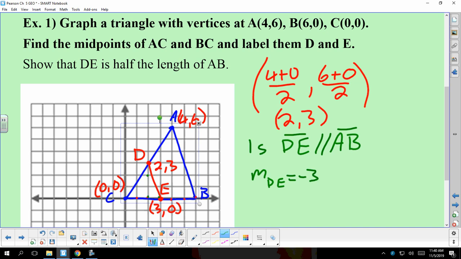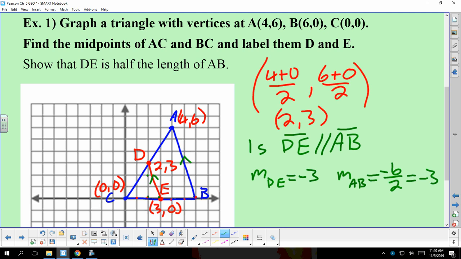And let's see the slope of AB. Count our slope, down 1, 2, 3, 4, 5, 6 over 2. So negative 6 over 2 also equals negative 3. Do DE and AB have the same slope? Yes. So are they parallel? Yes. So the first part of our mid-segment theorem that we've shown is that if I connect the midpoints of two sides of a triangle, it is parallel to the third side.